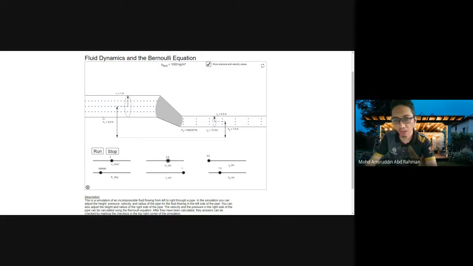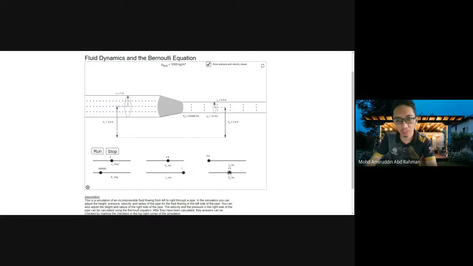choose a different height on the right pipe. So you change this, and you calculate. You need to calculate the height. The question is not complete over here, I need to change it. So you need to calculate the height. Once you change this, you need to calculate the height of the left pipe and then verify your answer with the simulation.